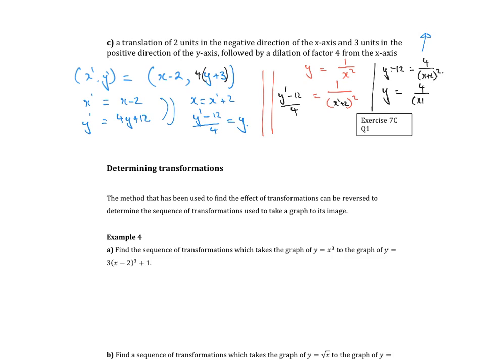So you see the big difference between this answer and the previous answer is I'm up 12 units. Yeah? And that's only because I was up 3 units and then every y value got multiplied by a factor of 4, which took it up to 12 units. All right, so let's have a look at 7C now.